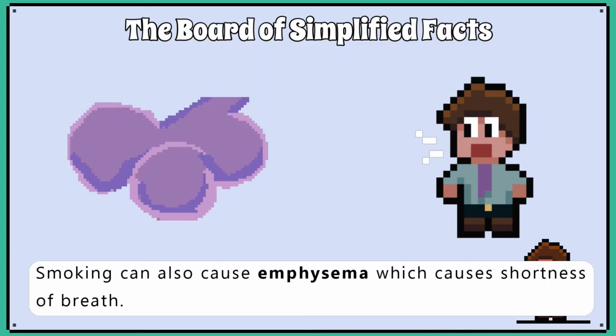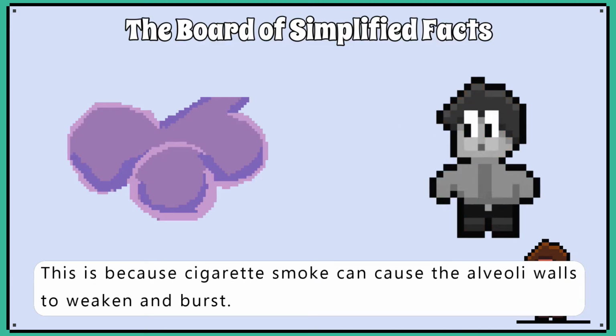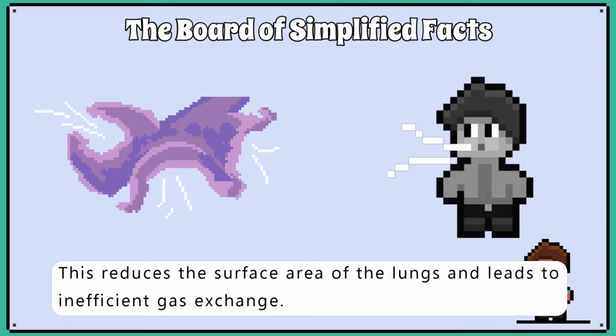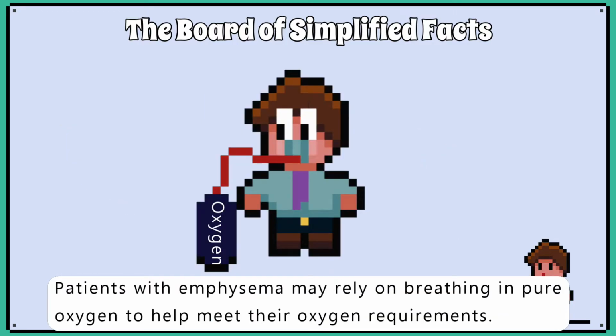Smoking can also cause emphysema, which causes shortness of breath. This is because cigarette smoke can cause the alveoli walls to weaken and burst. This reduces the surface area of the lungs and leads to inefficient gas exchange. Patients with emphysema may rely on breathing in pure oxygen to help meet their oxygen requirements.